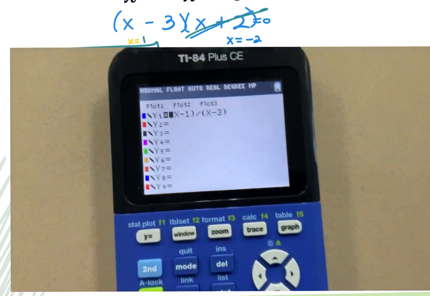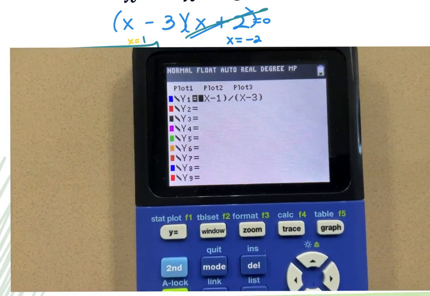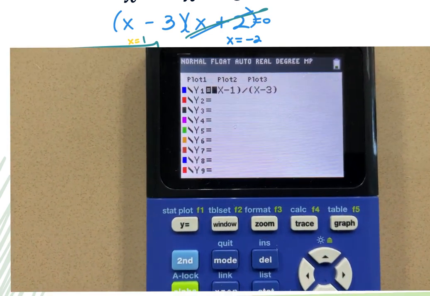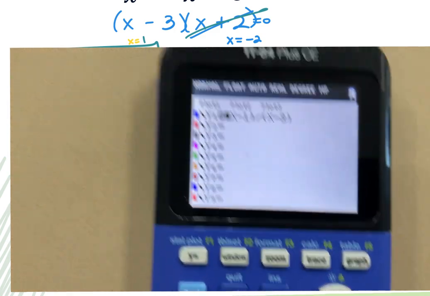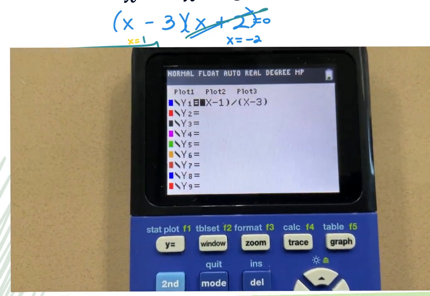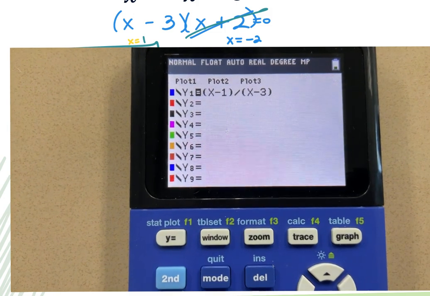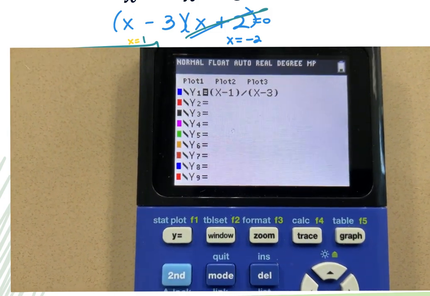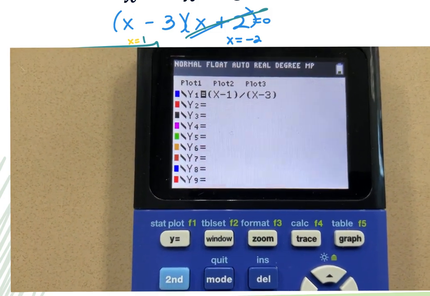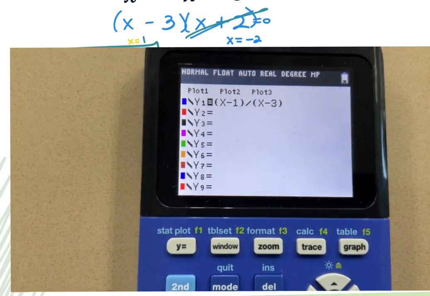So I typed in my updated (x minus 1) over (x minus 3), and I had to group them both. So there's a parentheses around the numerator and the denominator. You have to group them, otherwise order of operations messes that up. Okay, hang on 2 seconds.